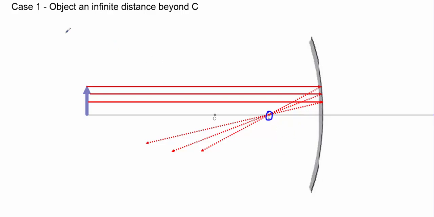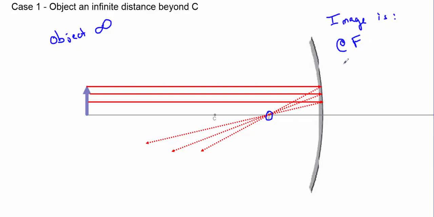So for this particular case, you've got to understand that when the object is an infinite distance away, the image will be located at the focal point. So a lot of times when we do these construction rays, we have to identify some stuff about the image. So you'll see this image is, well, what is the image? The image is located at F, so it's at the focal point.